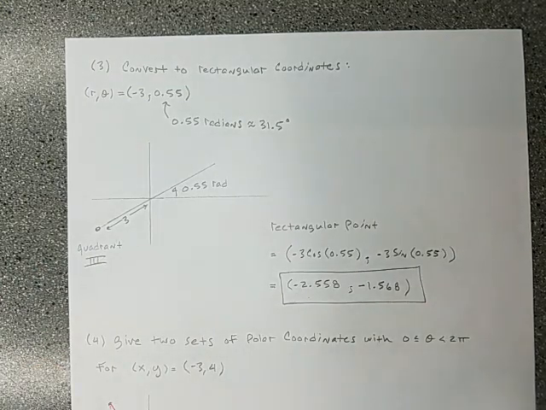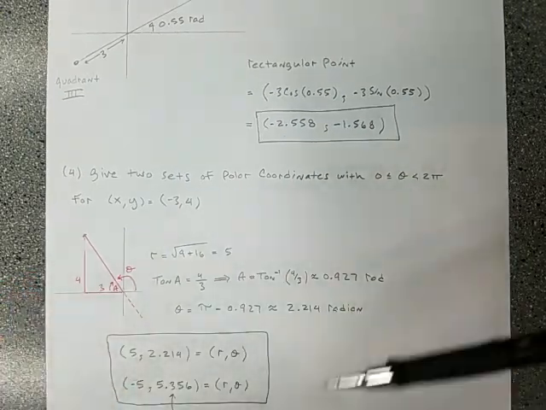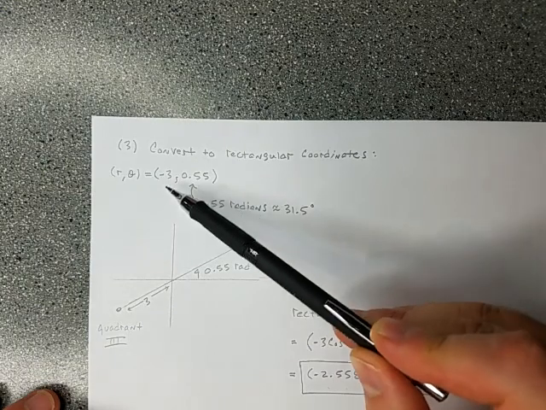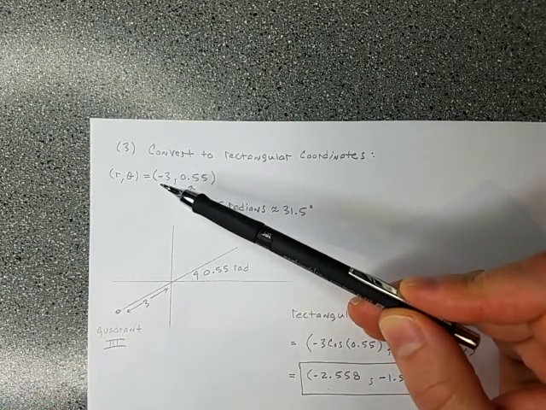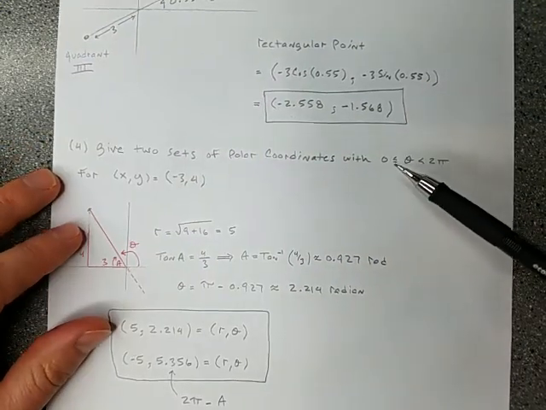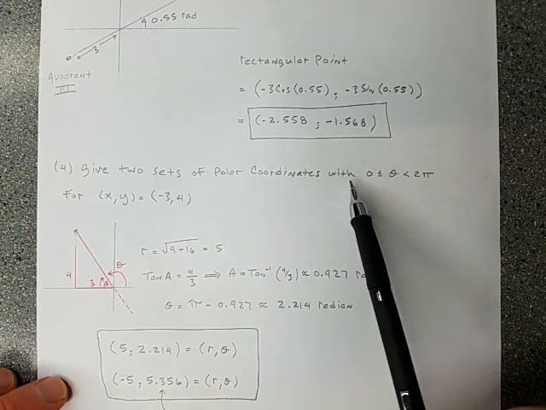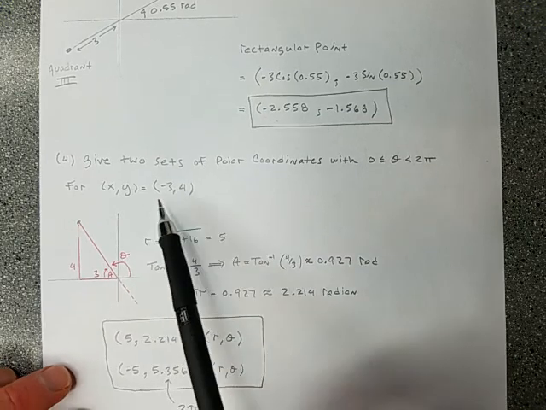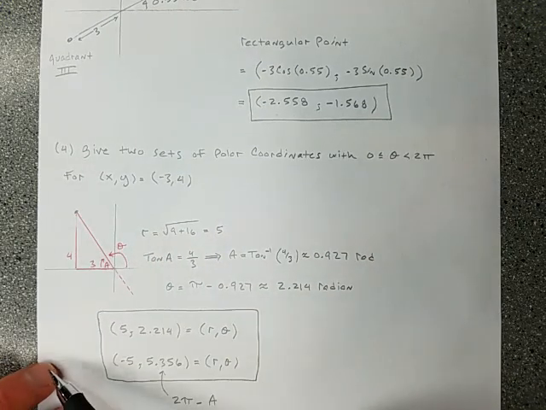Okay? All right. So now, because polar coordinates are such that lots of different combinations of angles, positive and negative, and radial coordinates, positive and negative, can get you the same point, we might see a question where we give 2 sets of polar coordinates for one rectangular coordinate. So take the rectangular coordinate negative 3 and 4. Left 3, up 4. So here's how we can do that.